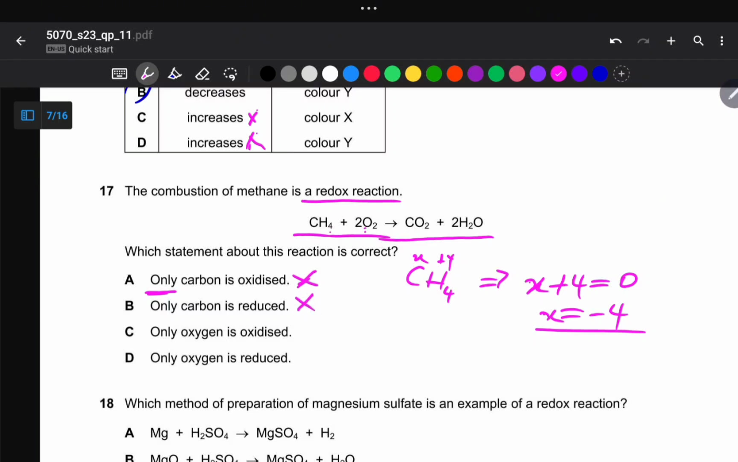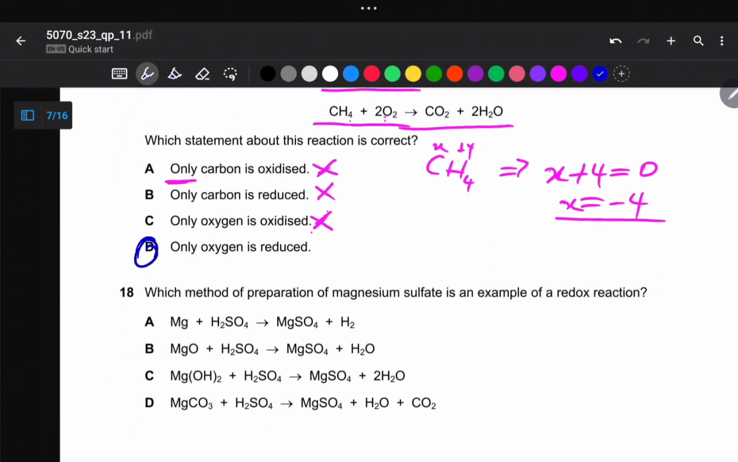Only oxygen is oxidized. False. Oxygen is not oxidized. So only oxygen is being reduced. True. Oxygen gains hydrogen, which is reduction. And the oxidation state of oxygen reduces from 0 to -2 here, right? So our correct answer is D. Are we together? So we now move on to number 18.